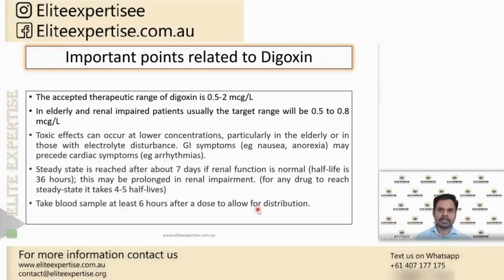So after giving the digoxin dose, we need to wait at least 6 hours for the drug to get distributed. Then only we need to collect the serum sample. So these are a few important points that are related to digoxin. And all these points are mainly related to the target or therapeutic range of digoxin.